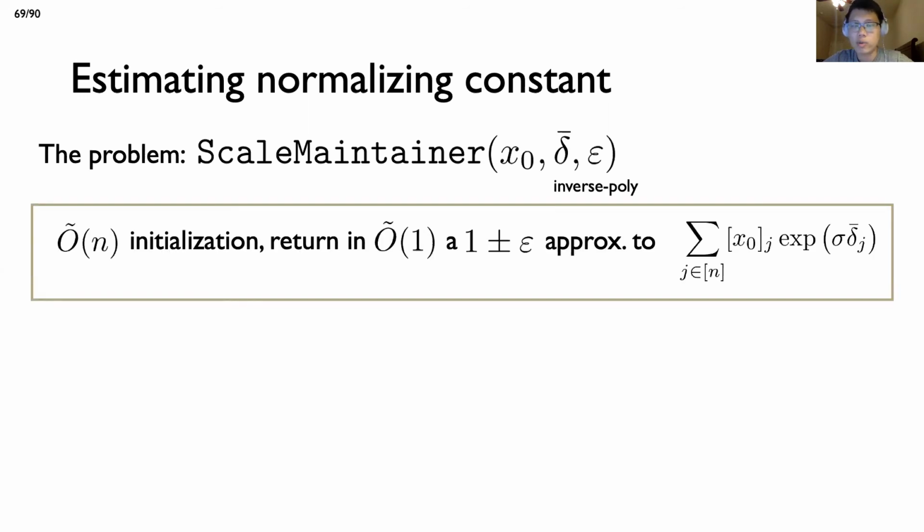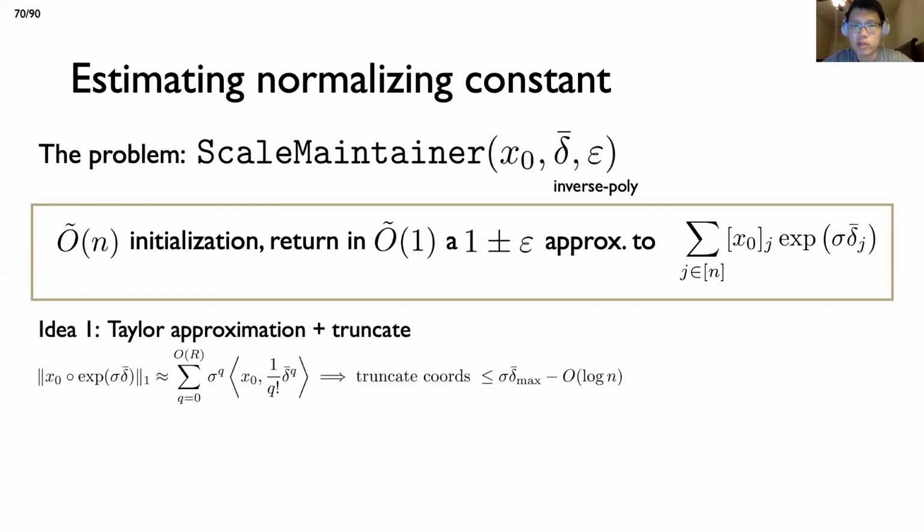The goal is simple. We want to pay O tilde n initialization costs, so that for any query sigma in the relevant range, we can return a 1 plus or minus epsilon approximation to the normalizing constant in near constant time. The first idea is to notice that if sigma times delta has range bounded by O of log n, then a degree O of log n Taylor approximation is good enough. If we have this bounded range, then we can just pre-compute all the inner products of x0 and delta to the power of k, and linearly combine them on a query.